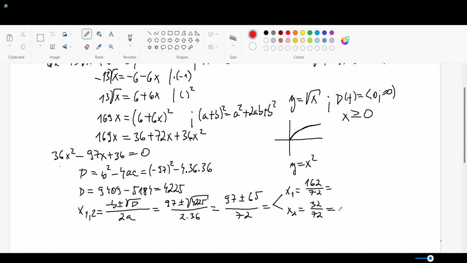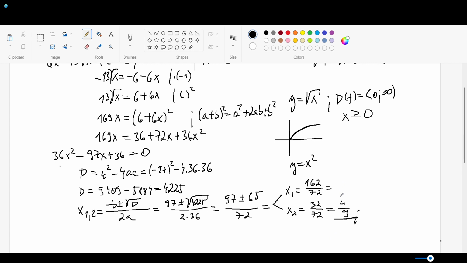Let me simplify this one first. It looks a little bit easier to do. What is the common divisor? Okay, I hope you can see that it is the number 8. So if you divide 32 by 8, you will get 4, and 72 you will get 9. So okay, the second root is 4 over 9.